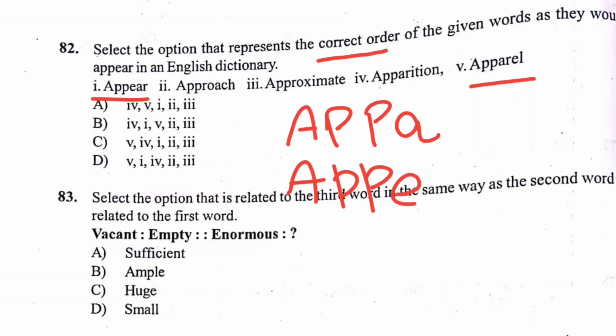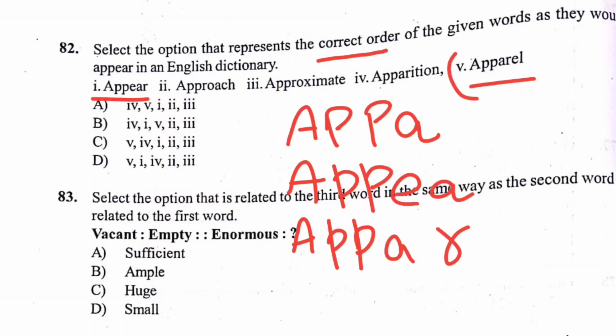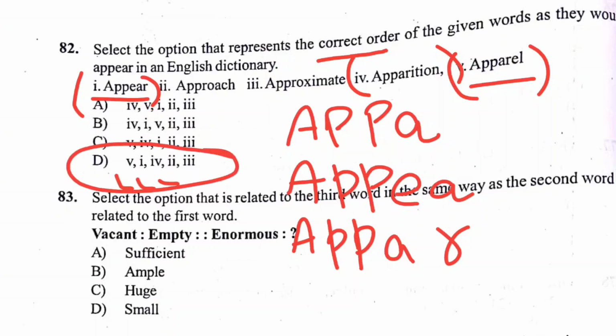So APPEA will come first, that is of appear. Then we will have APPR, that is of apprehension. Okay, so I guess the correct option should be fifth. First fifth will come, then second, then fourth. So fifth, first, and fourth, that is D option should be correct.